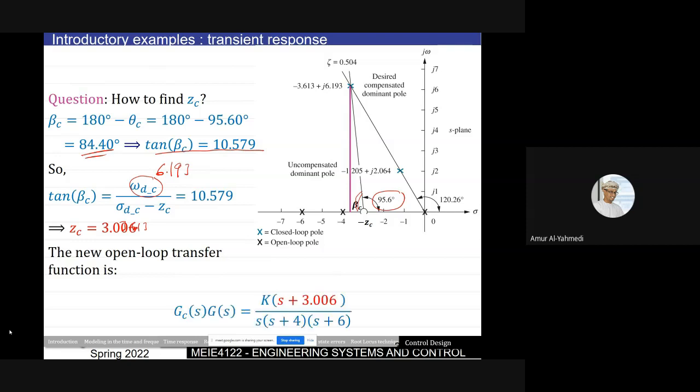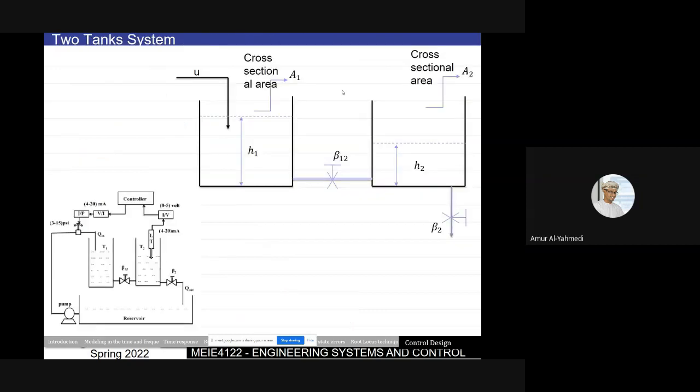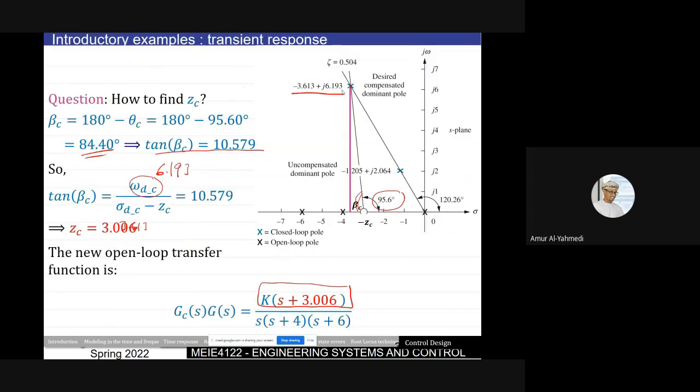So the new controller will be this. This is my controller, s plus 3.006. البي دي في شويه شغل مقارنه بالبي اي. البي اي مجرد تحط البول في الزيرو وزيرو جنبه. البي دي you have to calculate where the zero will be in order to be at a particular point there. So that's the difference between the two.